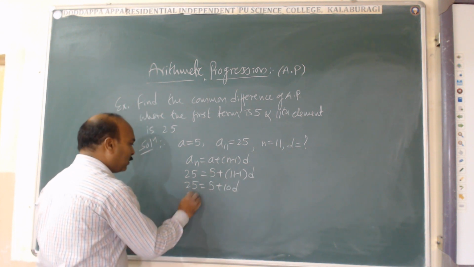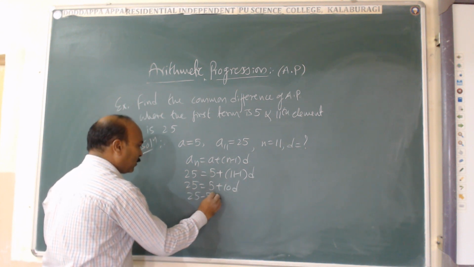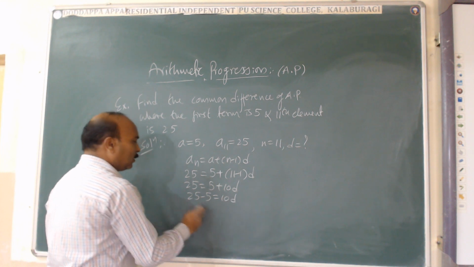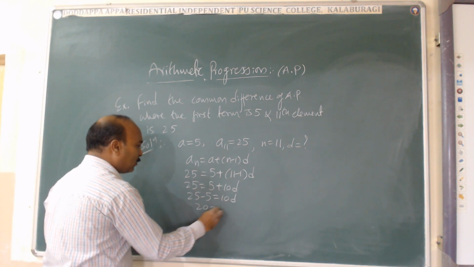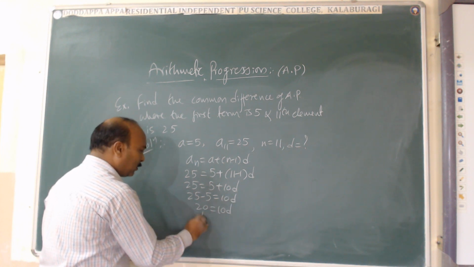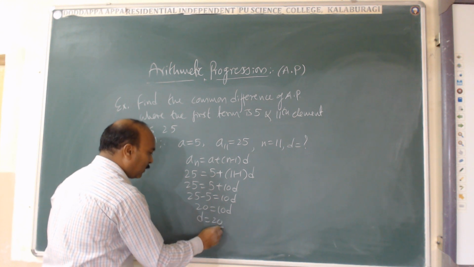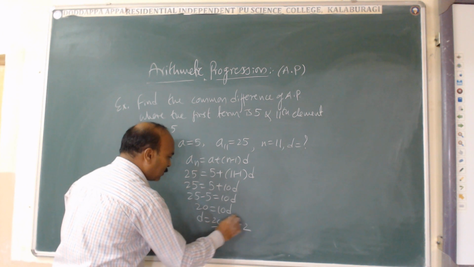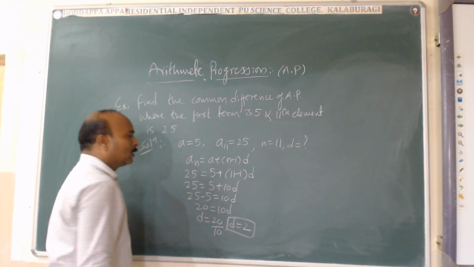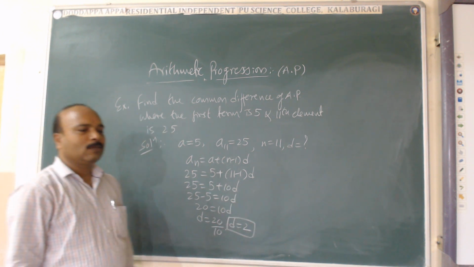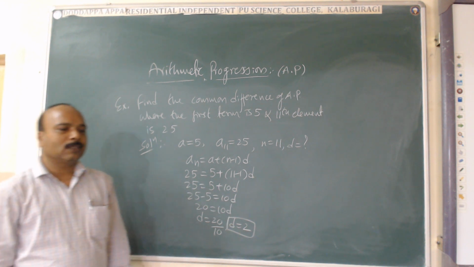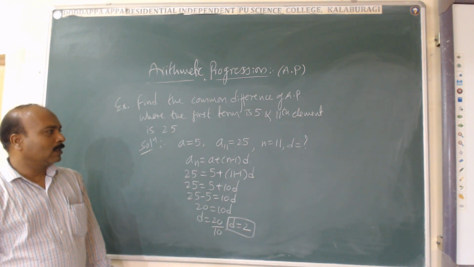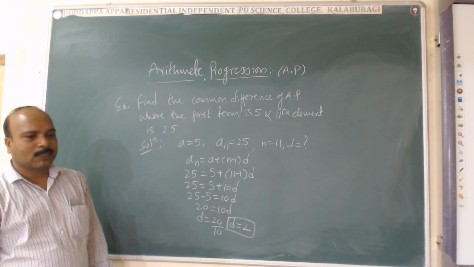Take 5 to this side, 25 minus 5 equal to 10d. 25 minus 5 is 20 equal to 10d. So d equal to 20 by 10. Therefore d equal to 2. Therefore the common difference of the given sequence is equal to 2. Like this you find the required term, that is common difference, for the given arithmetic progression.